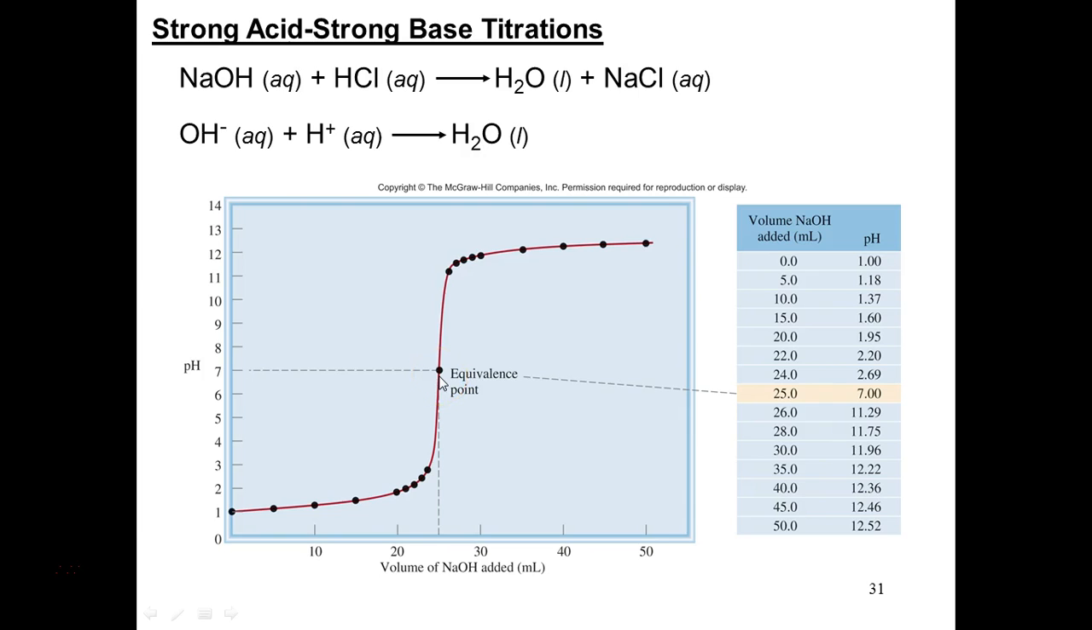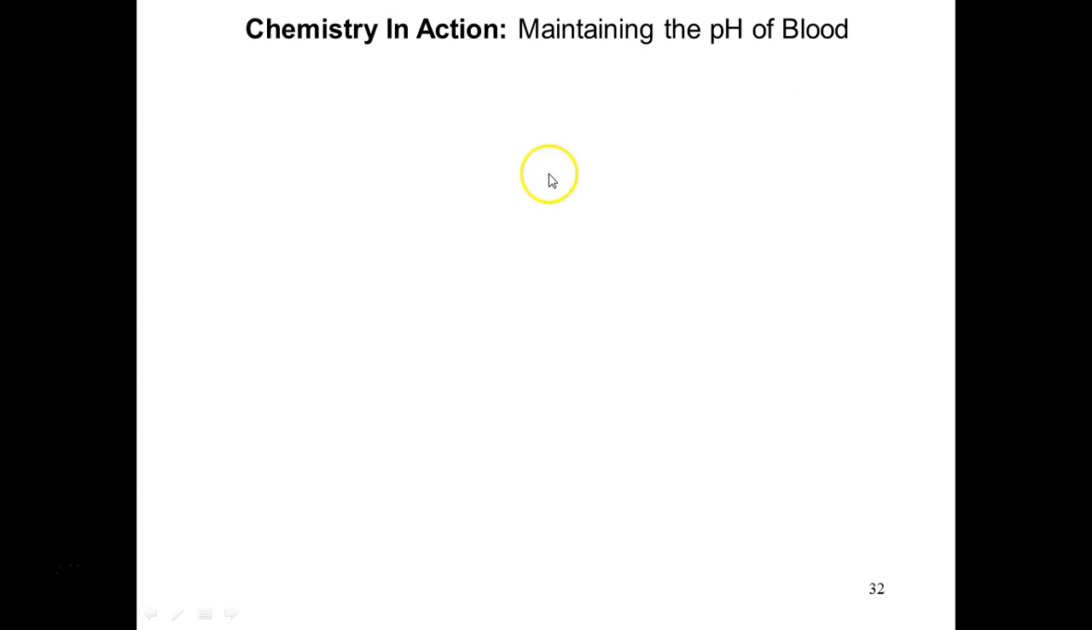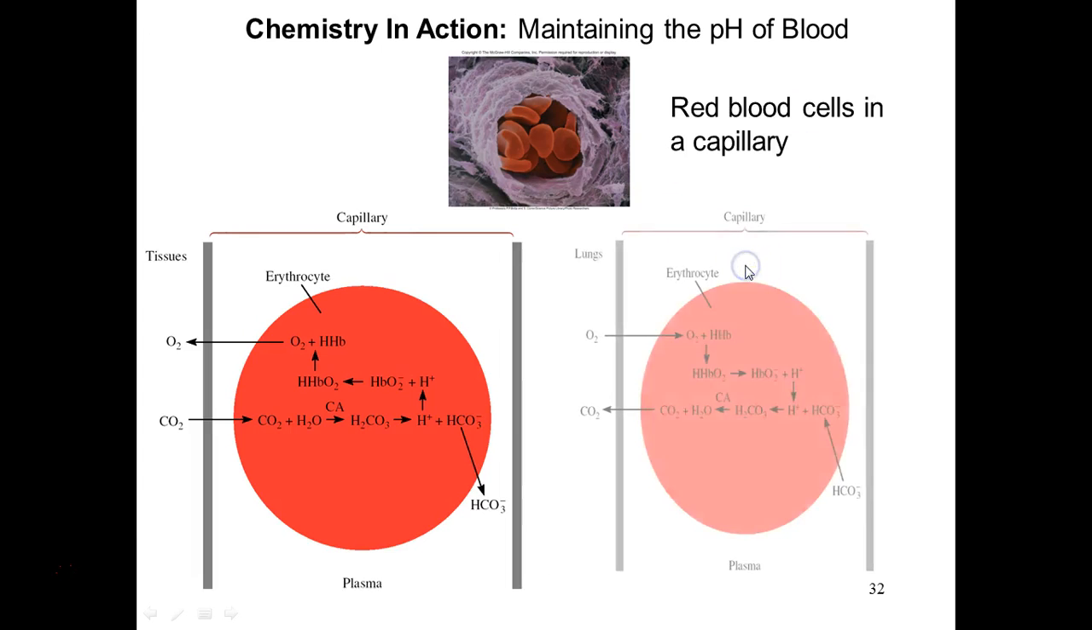In a strong acid-base titration, this equivalence point is at a pH of 7. When the number of moles of each are equal, the pH is neutral. So that's a strong acid-base titration.